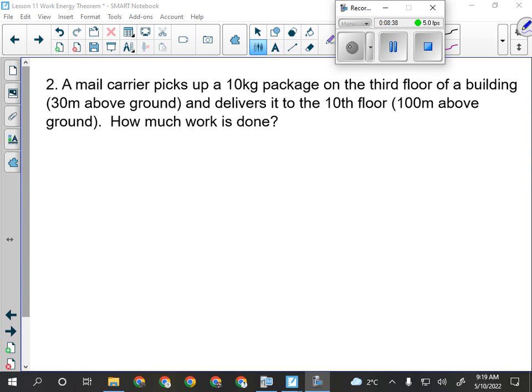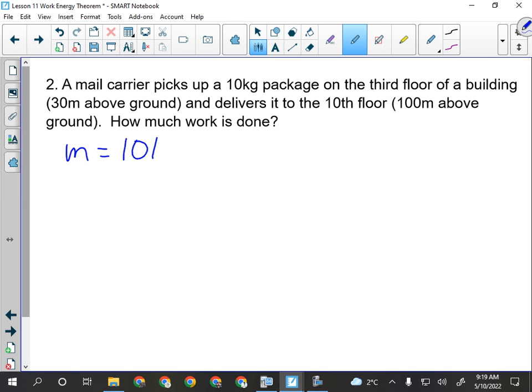So if we're writing down our givens for this question, the first given we have is that the mail carrier picks up a 10 kilogram package. What did they give me? Mass. Okay, and they're on the 3rd floor of a building that's 30 meters above the ground, and they deliver it to the 10th floor that's 100 meters above the ground.